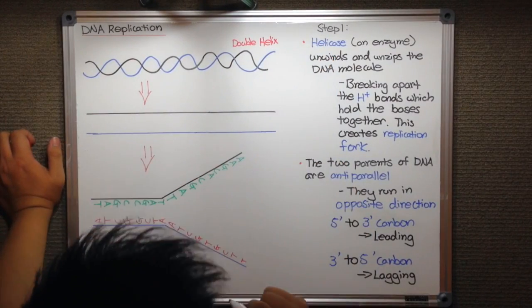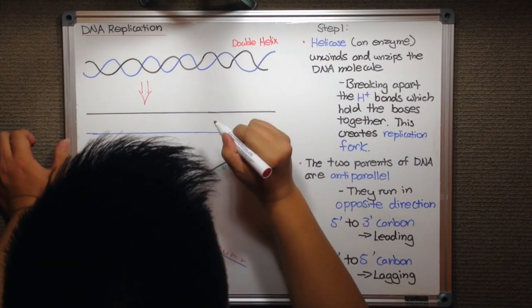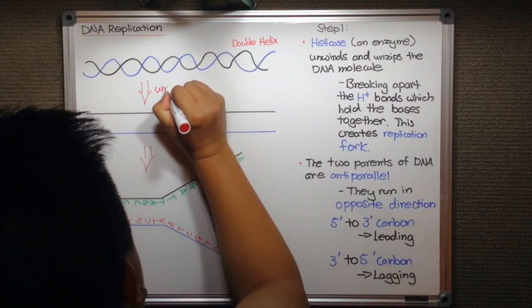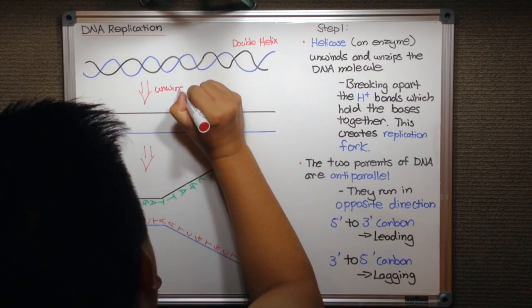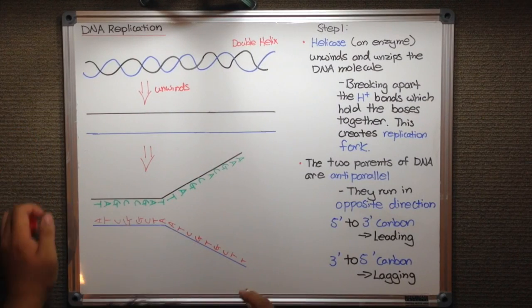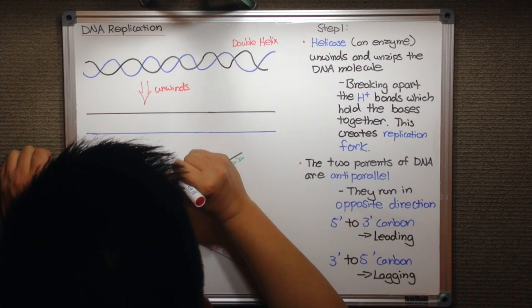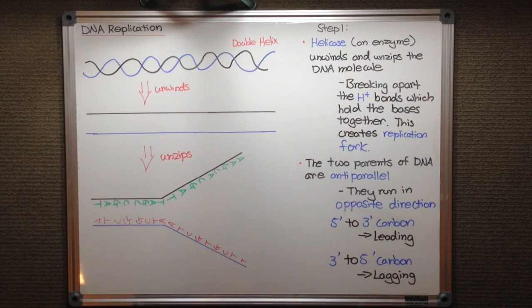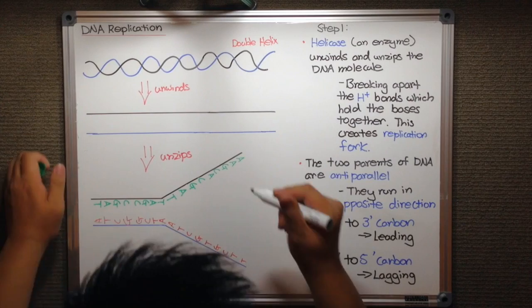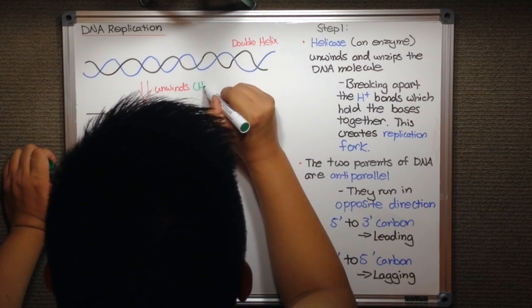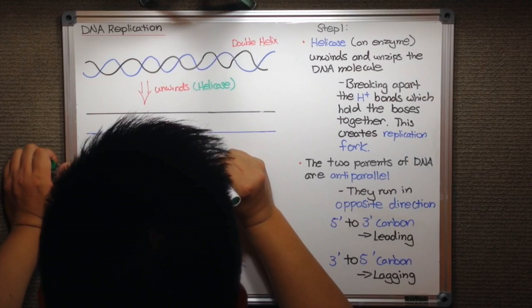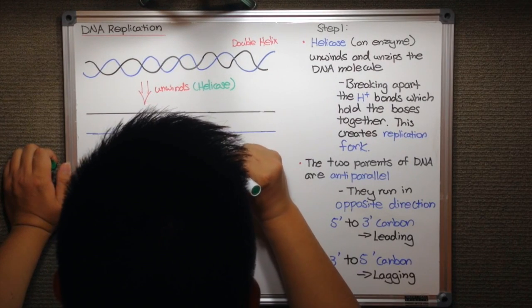Now with the help of helicase, it unwinds. So it unwinds here. And it also unzips the DNA molecule. These are all done by the enzyme called helicase. What I'm going to do here is write unwind by helicase and unzip by helicase as well.